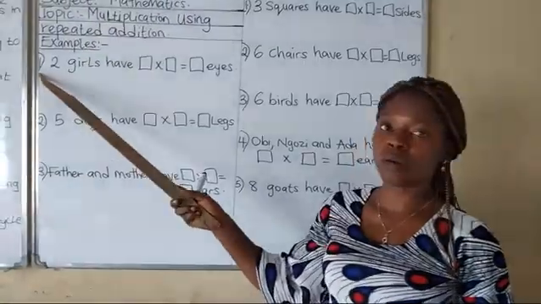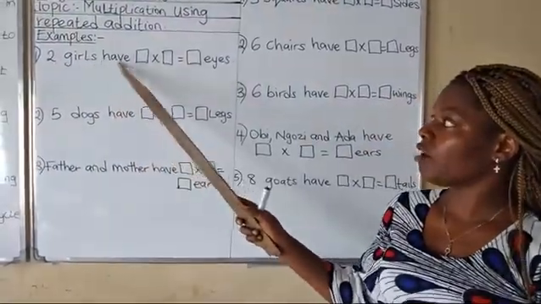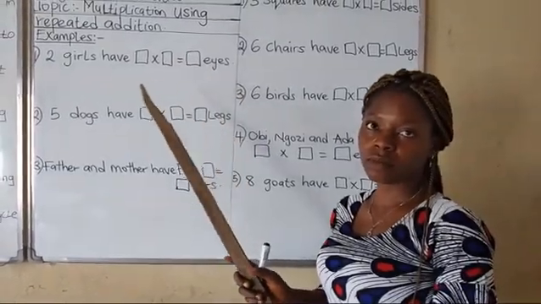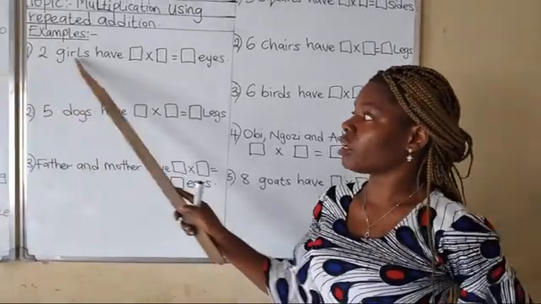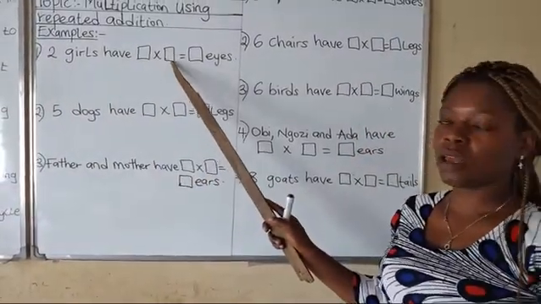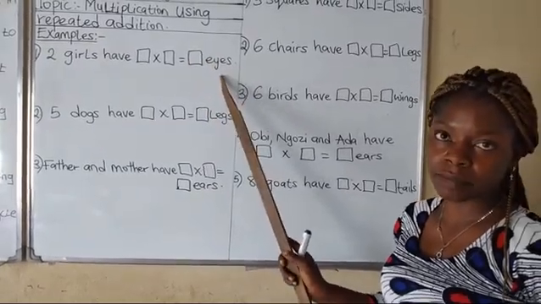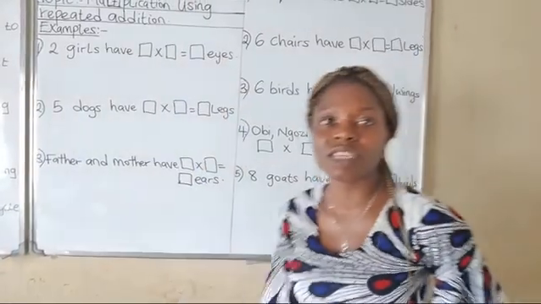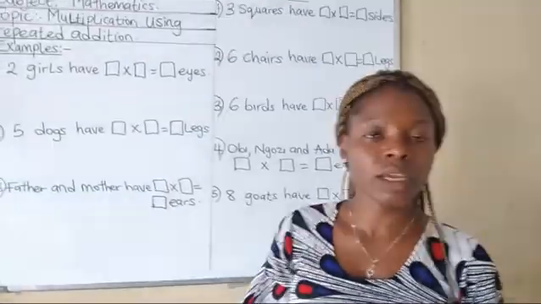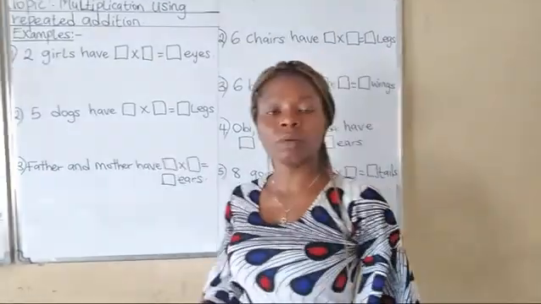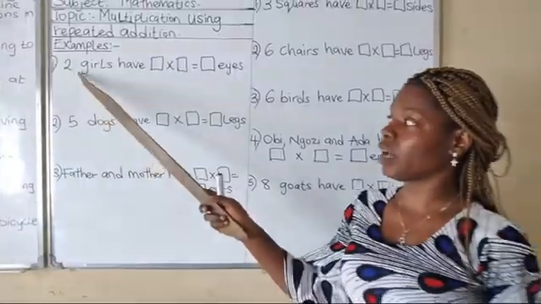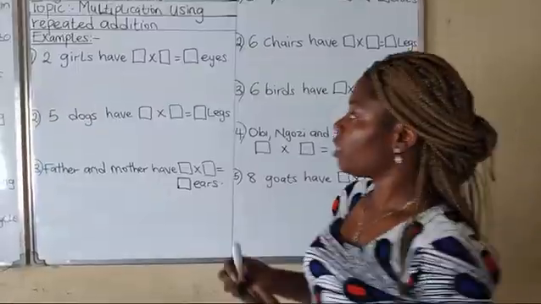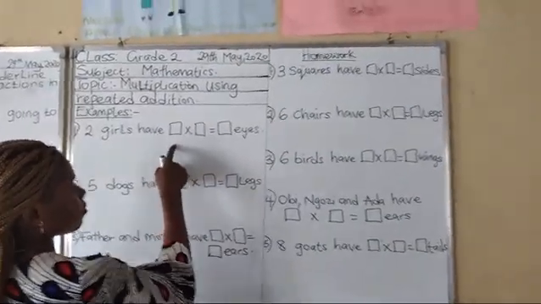Examples. We have example number 1. 2 girls have box times box equal to box eyes. The question again. 2 girls have box times box equal to box eyes. When you have this kind of question, the first question you ask yourself is, how many girls are we talking about? Children, how many girls are written on the board here? 2 girls. Now write 2 in the first box here.